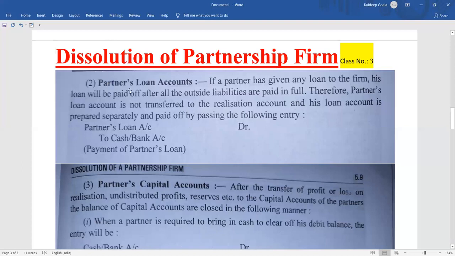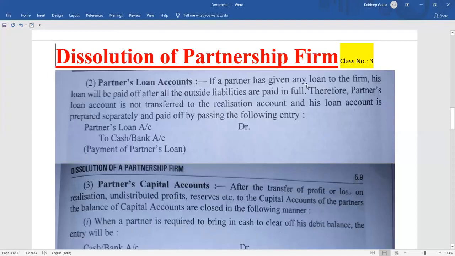Coming to the class, we are going to start with the partners' loan account, and how the entry is given. You can see point number 2 is mentioned because point number 1 has already been explained in the first video, where the entry is related to the realization account as well as transfer of all accumulated profits, reserves and all. Today we are going to learn how to treat the partners' loan account. If a partner has given a loan to the firm, what will be the entry?